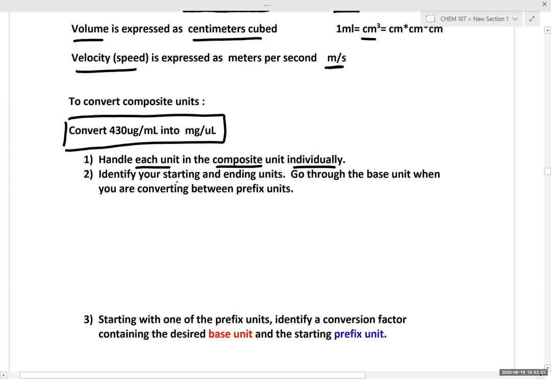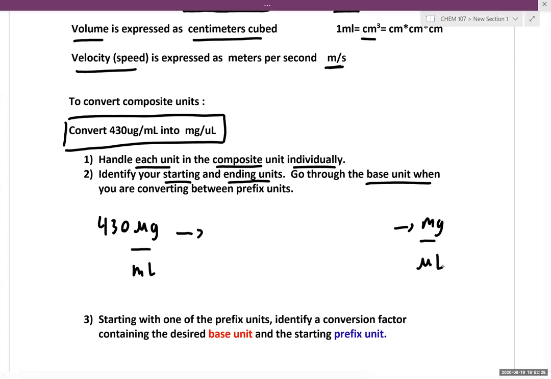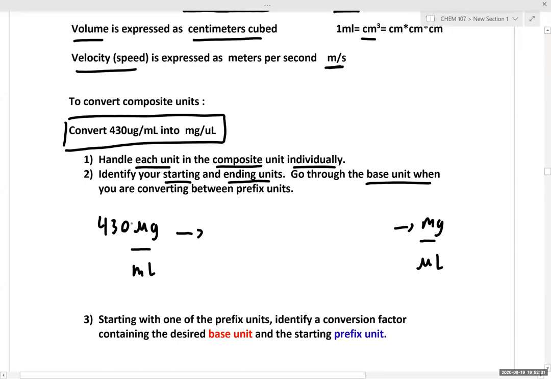You identify your starting and ending units, and you go through the base unit. So in this case, we're starting off with 430 micrograms per milliliter, and we're asked to convert to milligrams per microliter. Okay, so let's treat this composite unit as two separate unit conversions.